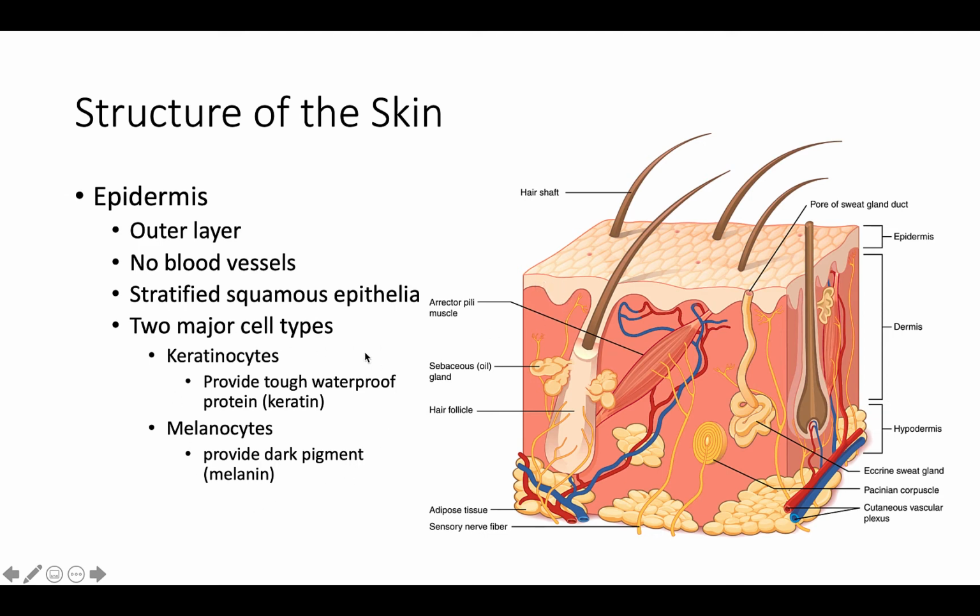There are 2 major cell types that we can find in the epidermis, one being keratinocytes. This is going to provide tough, waterproof protein or keratin. And then melanocytes, which provide pigmentation for your skin. So you can think of melanin as the pigment aspect of your skin.